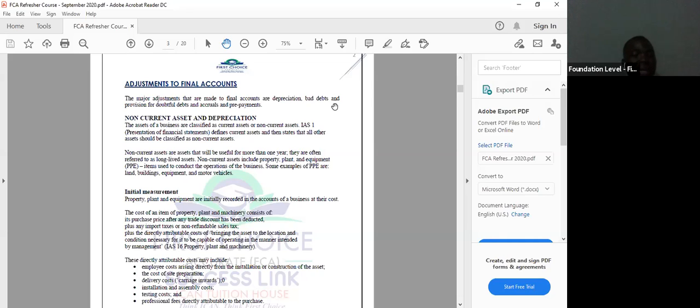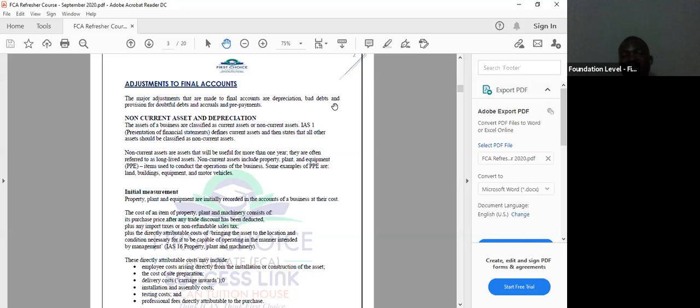So it means that we are not trying to adjust the figures that we initially have in our ledger. The reason is that adjustments are majorly done on a yearly basis on final accounts. It's not done during the month or during the week. It's done at the end of the year. And these are what we call depreciation, bad debts, provision for doubtful debts, accrual, and prepayment.